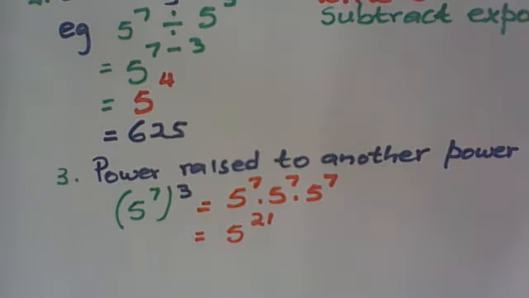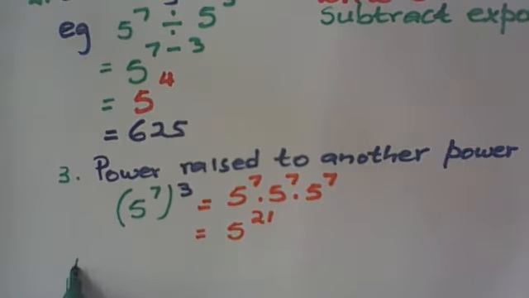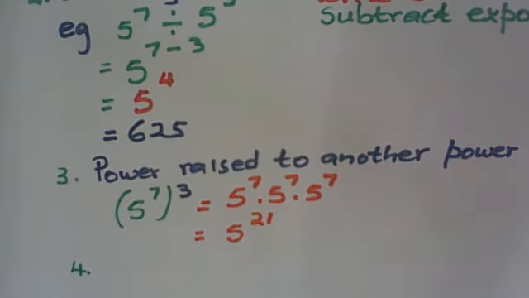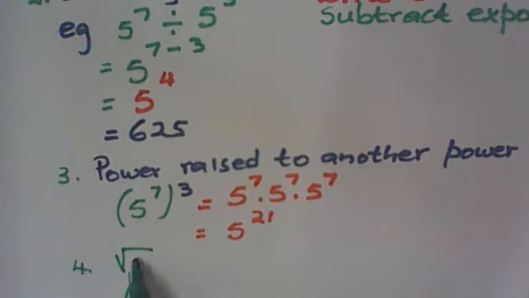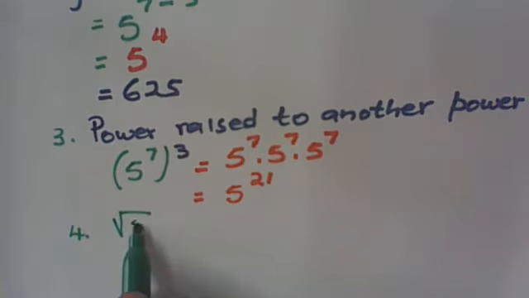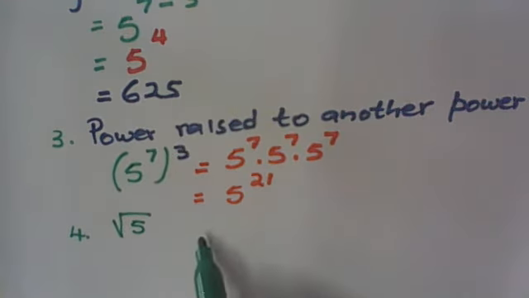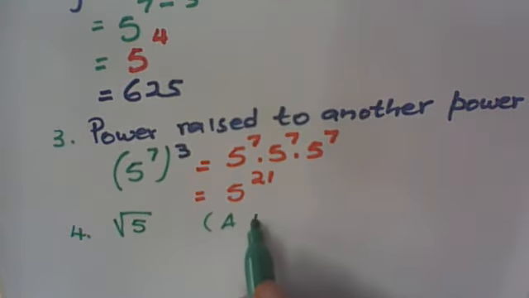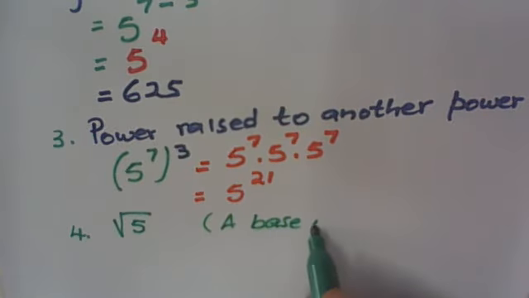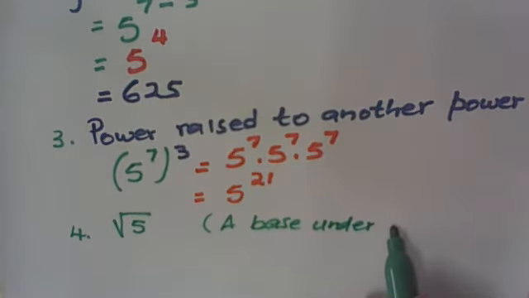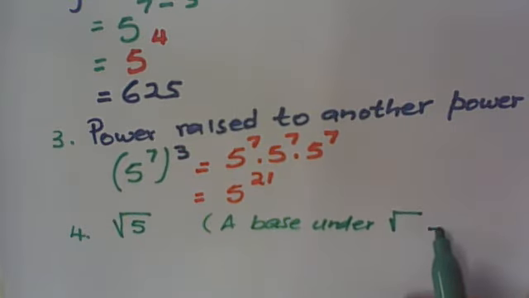Now, the other one that we have to use is the fourth rule. The fourth rule is when you have something like this. Say you have a square root of 5. Now, guys, that is if you have a base under a radical sign. This is a radical sign.